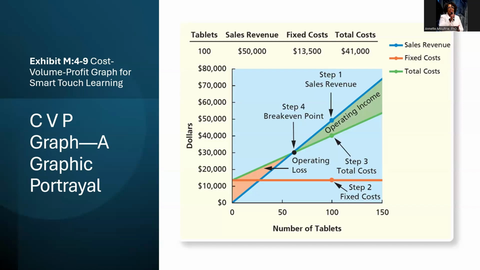While formulas for target profit calculations provide specific income or loss figures for a single sales volume, the CVP graph offers a visual representation of financial performance across multiple sales levels.